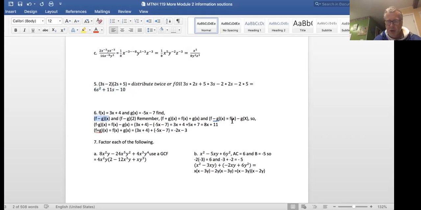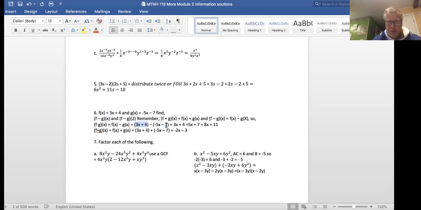Now when you have the subtraction, you're going to have to distribute before you combine the like terms. When you just have addition, you just combine the like terms. So let's do subtraction first. We have f minus g of x. It's the same thing as f of x minus g of x. So I write down f of x, and I write down g of x in parentheses. There's nothing to distribute for this 3x plus 4, so I drop the parentheses.